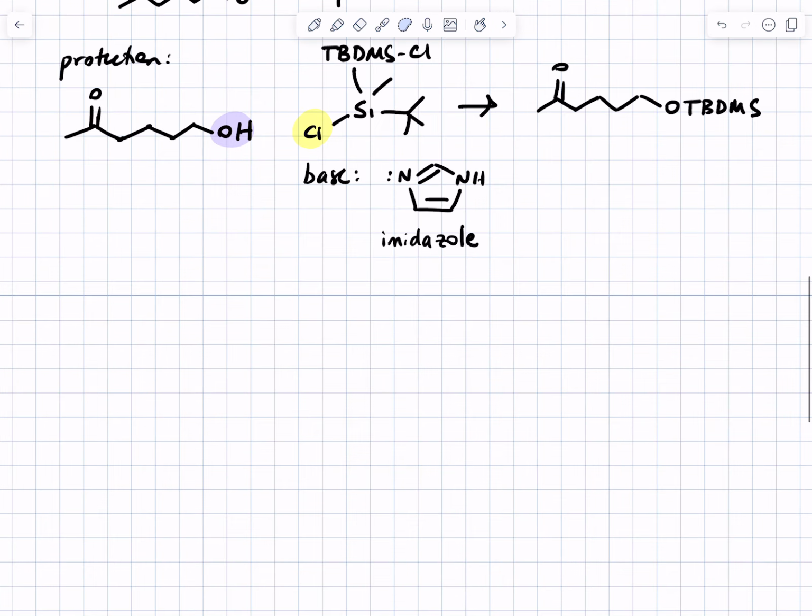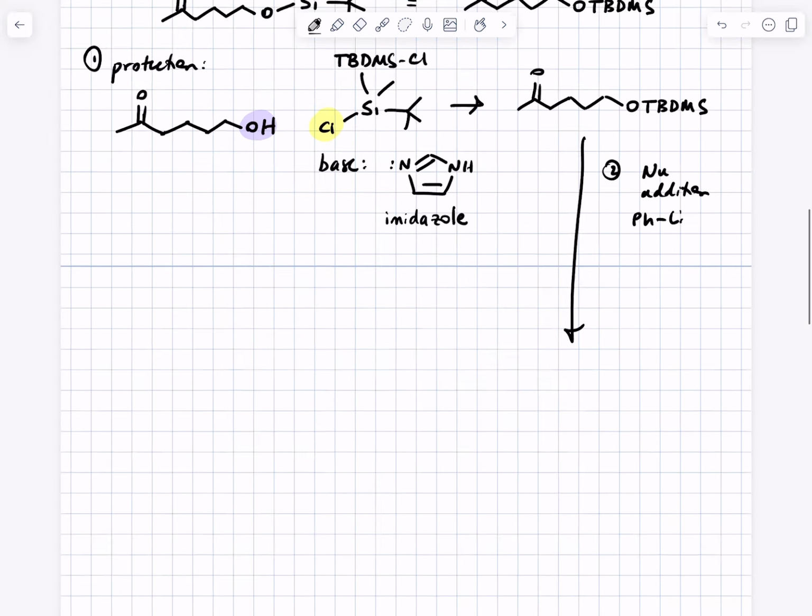At that stage, after you've done protection, you can do the nucleophilic addition step. That's where we add our organolithium or Grignard reagent. And then after aqueous workup, we get our tertiary alcohol product.